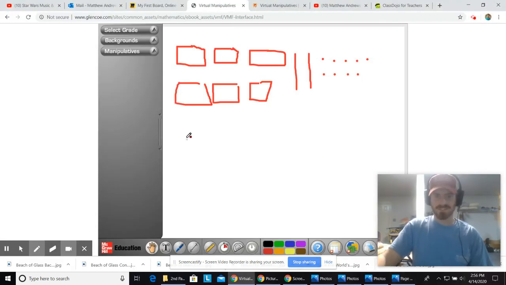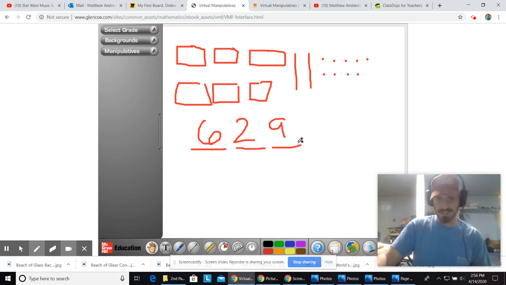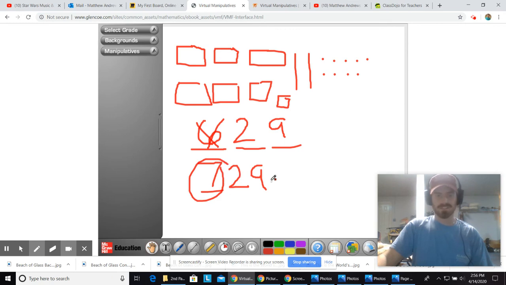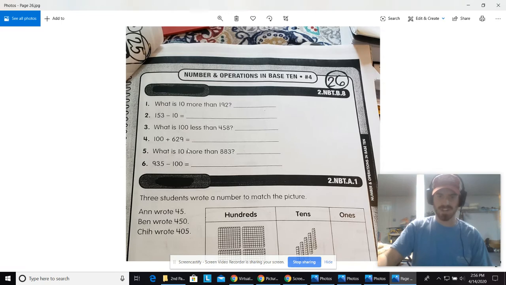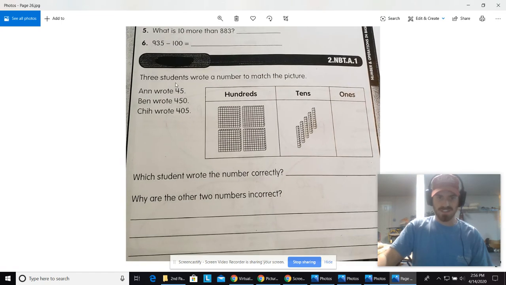All that means is that I have 600s, two extra tens, nine extra ones. If I am adding 100, that means I am getting another extra 100. So I just went from 629 to 729. My two tens and nine ones stayed the same because I didn't add any tens or ones when I added 100. Okay. And then down here it says 3 students wrote a number to match the picture.